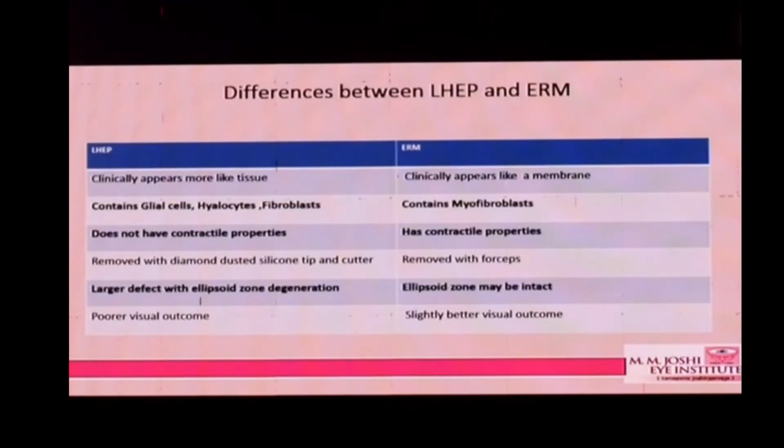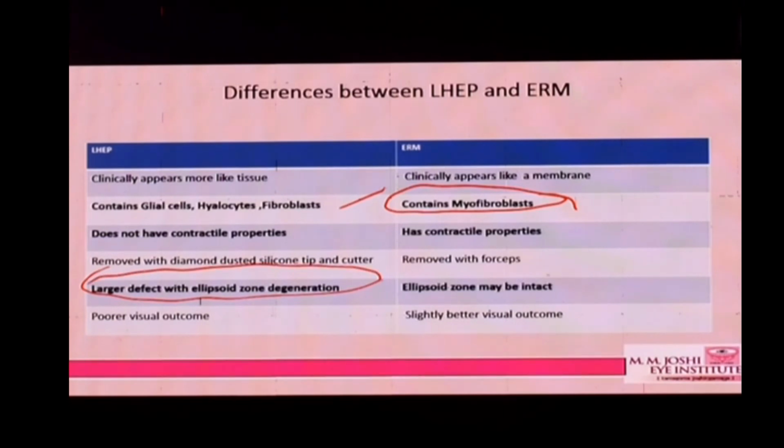My last slide is the differences between LHEP and ERM. LHEP contains glial cells, hyalocytes and fibroblasts, whereas the ERM contains only myofibroblasts. And LHEP has a larger defect of ellipsoid zone degeneration, whereas the ellipsoid zone may be intact in most cases of the epiretinal membrane.